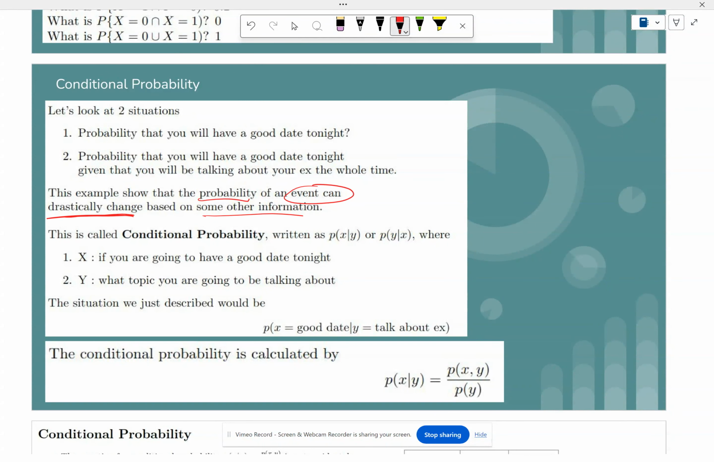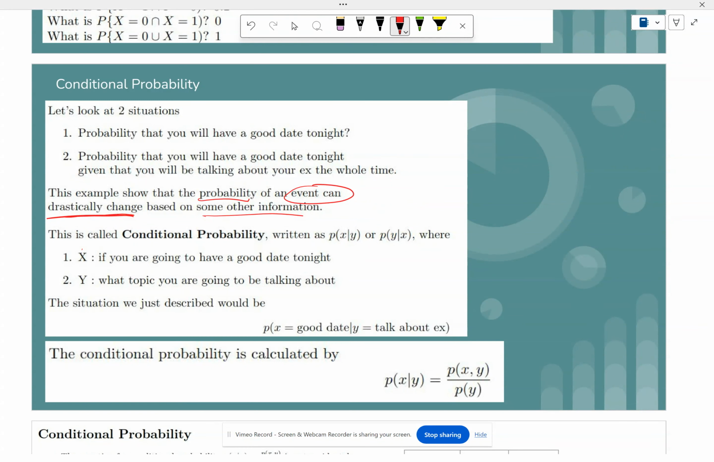So this example essentially tells you that the probability of an event can drastically change based on some other information. And this is called conditional probability, which you can write as probability of X, and this symbol here is "given". So if Y is given, what is the probability of X? Or given X, what is the probability of Y? So that's what this symbol means.